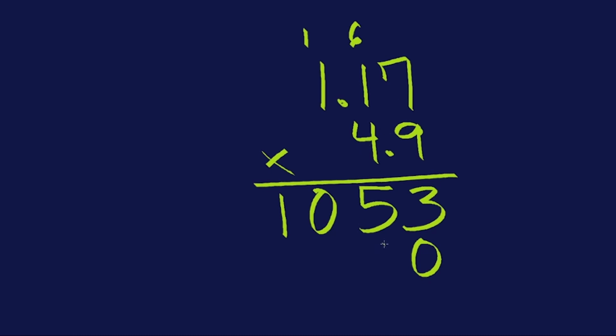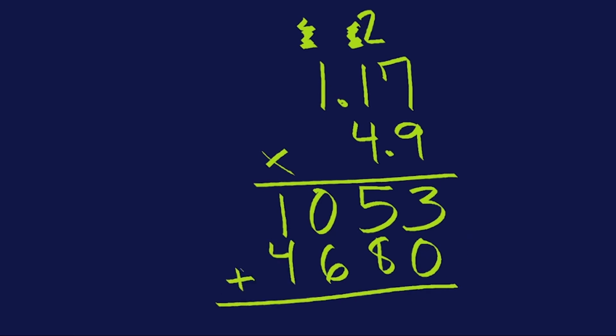4 times 7 is 28, and the 2 goes up here. Be so careful to not get confused at this very step. 4 times 1 plus 2 is going to be 6. And 4 times 1, I don't have this now. It's just 4 times 1 is 4. Let's add these pieces back together to get one final answer.